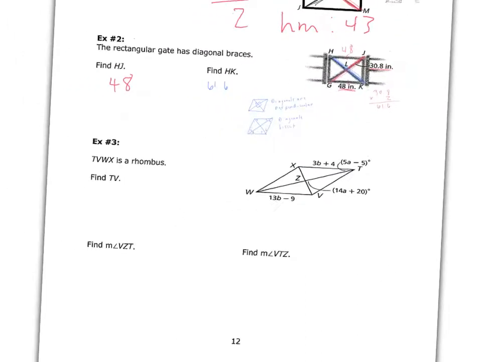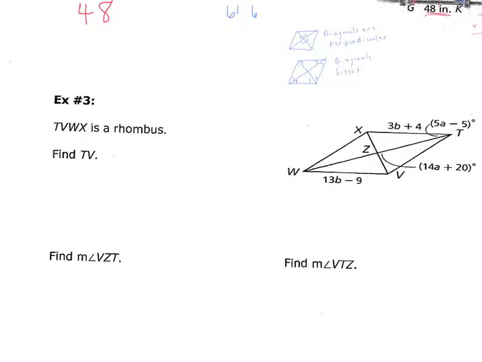Okay, so let's go ahead and take a look at this. All right, TVWX is a rhombus, and we want to find TV. Well, we know that in a rhombus, each of our sides is congruent. So basically, it's just kind of a tilted square. Okay, so we know that all these guys are congruent. So we need to take two sides and set them equal to each other. Okay, so we've been given WV and we've been given XT.